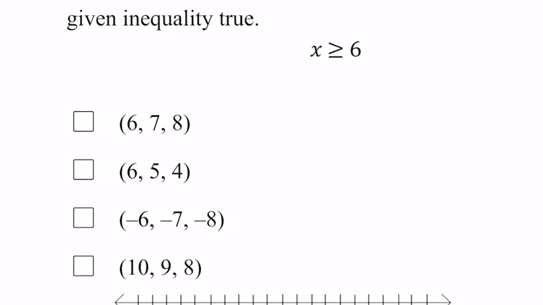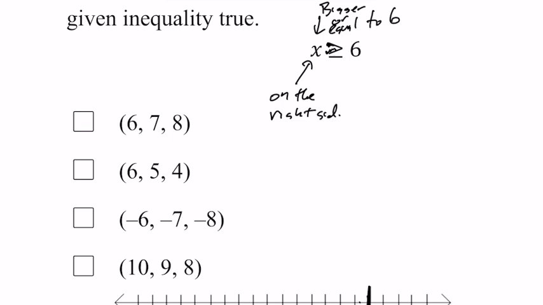So I got a 6. So there's my 6. And it says that x has to be bigger than or equal to 6. So that means your x's have to be on the right side. So let's see what your x's are. So my x's are going to be 6, 7, or 8. Does that work? Yes.